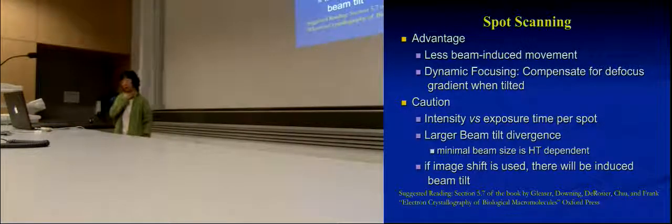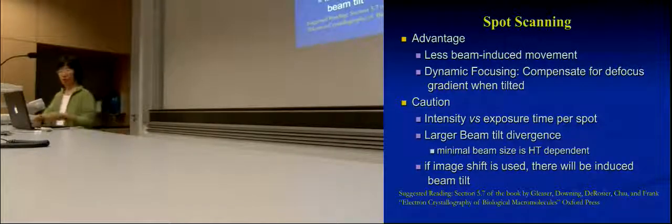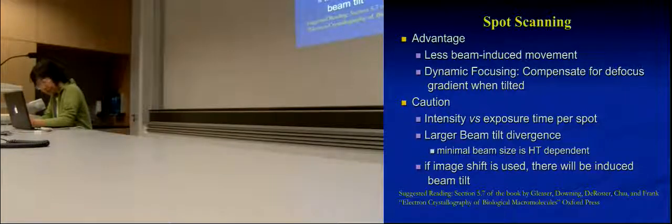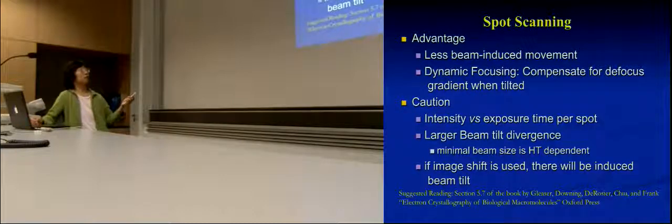Now the last, Henny asked me to talk about the spot scanning and how the beam tail affects that. From my reading, of course, we know that spot scanning has the advantage that it gives you less beam-induced movement, and then you can use dynamic focusing when it's tilted, so that it makes it easier to look at the tilted images. You don't have to correct for the defocus gradient.